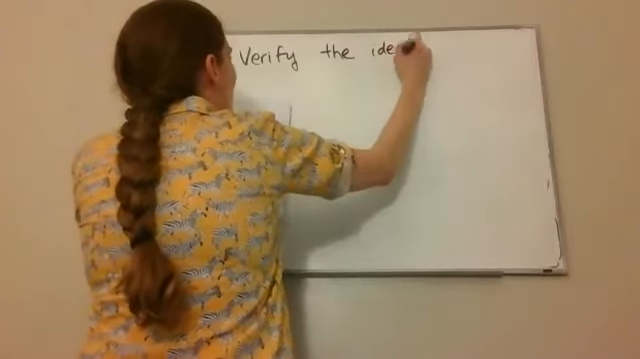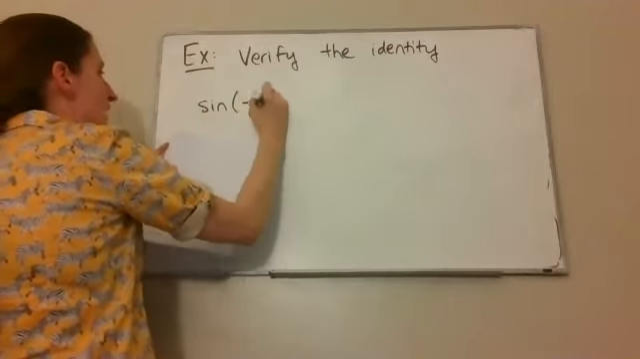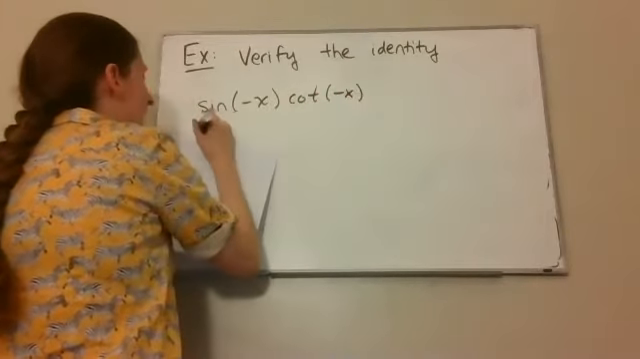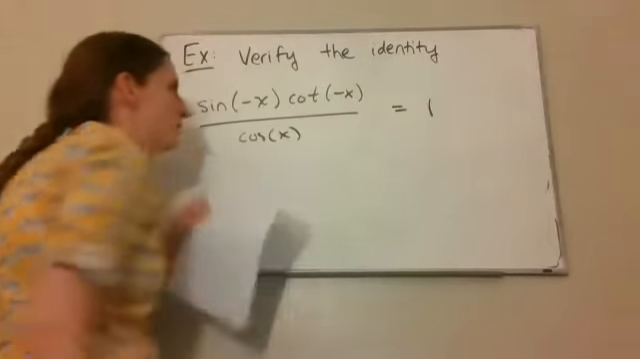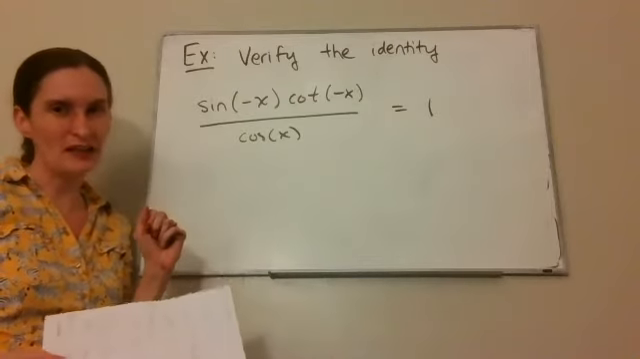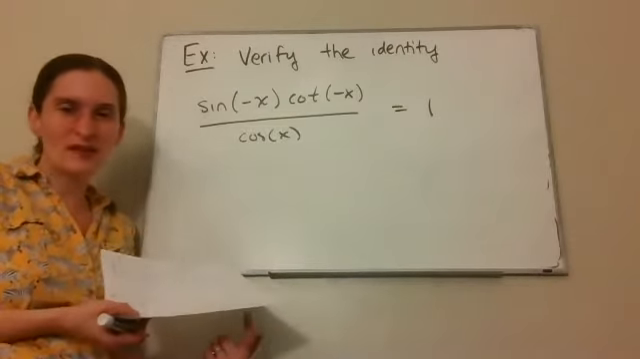So if you're asked to verify an identity, and they give you an identity to prove, like sine of negative x times cotangent of negative x over cosine of x equals 1, what you're going to want to do to try to prove this is work with the most complicated side. Just manipulate it algebraically, like what we've done in the previous examples, until you end up with the right side of the equation. So the first thing that stands out to me on this one are these negative x's inside of the sine and the cotangent.